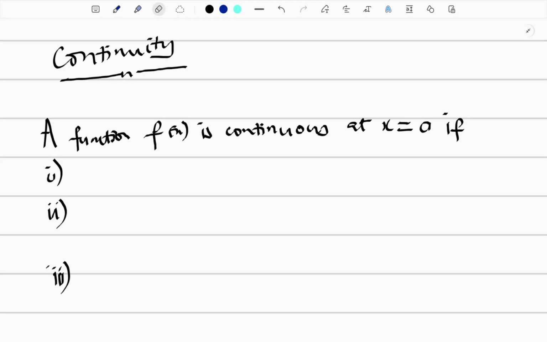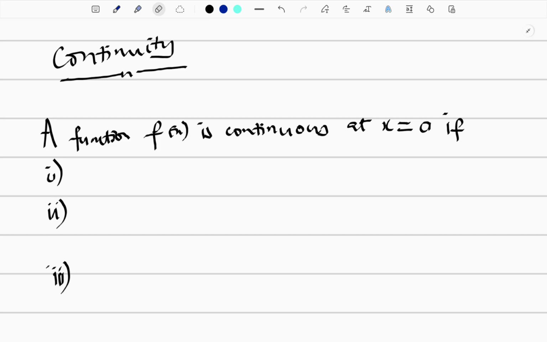Welcome back to the video on continuity. So in the previous videos we were talking about the limits of a function and what a function is. So this video is now talking about continuity at a point x equal to a.